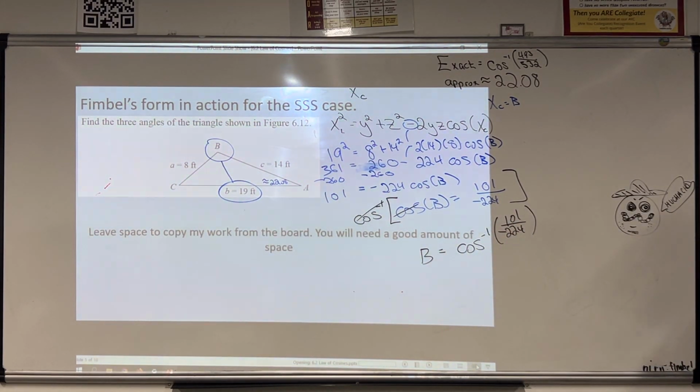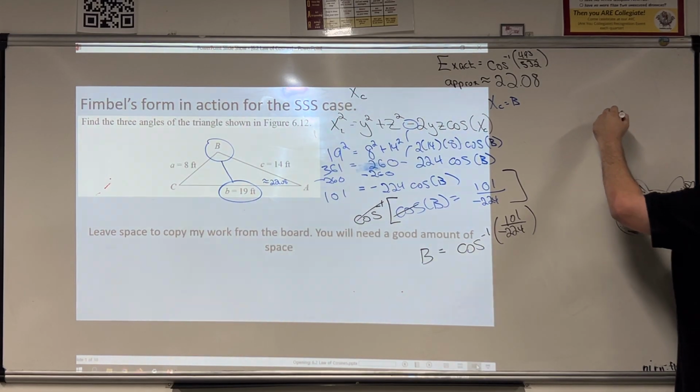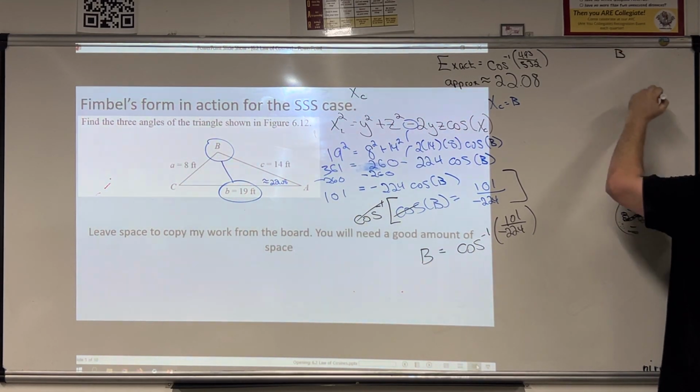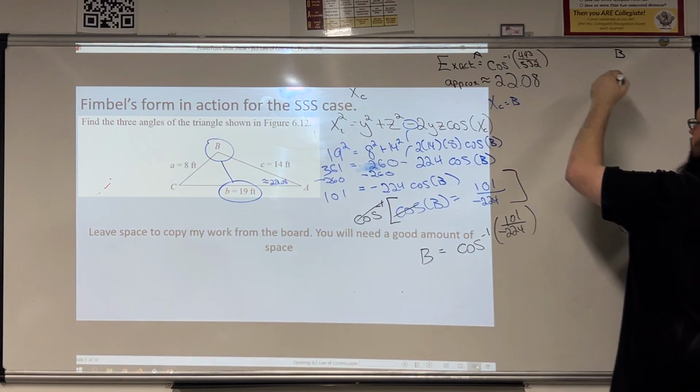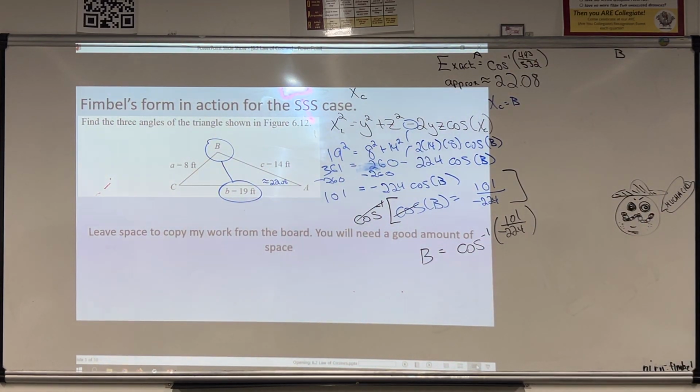All right, so this is my exact answer. But look how much faster it was. We did this one in under like 3 minutes when it took us almost half an hour the first time.